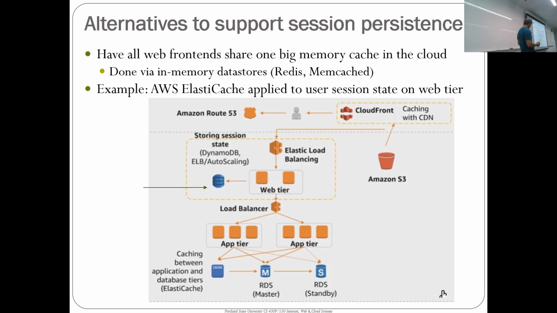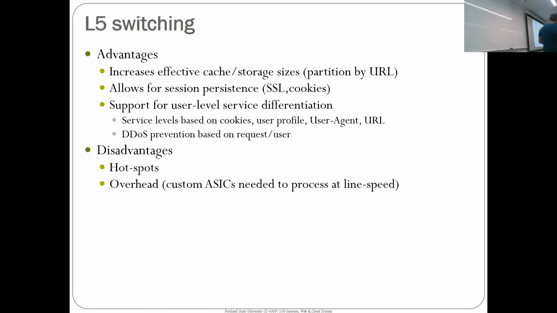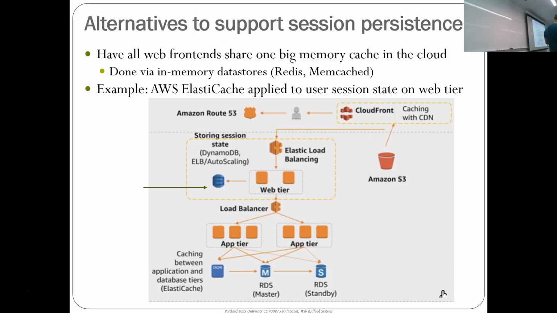I want to put this in here because there are other ways of getting session persistence without having to do this. And this is what you'll see in AWS. This is an architecture, a graph that they'll show you. And the way they do this is to have all your front ends share an enormous in-memory database. So this is what a Redis or a Memcached would do. This is just key value stores that are stored all in memory. Because the last thing you want to do is store any of this state, session state, on a disk that actually has to spin in order for you to get the context back.